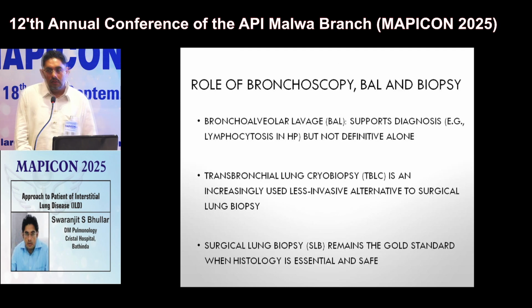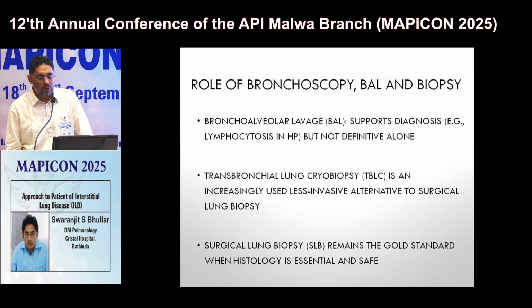Now coming to the very, very important thing, the role of bronchoscopy, BAL and biopsy. In bronchoscopy, the bronchoalveolar lavage may support diagnosis, especially in hypersensitivity pneumonitis, where you may have a lot of lymphocytosis and altered CD4, CD8. There will be a lot of CD8 cells compared to CD4 cells in BAL in hypersensitivity pneumonitis. In hypersensitivity pneumonitis, or in sarcoidosis, even a simple transbronchial lung biopsy can make a definitive diagnosis.